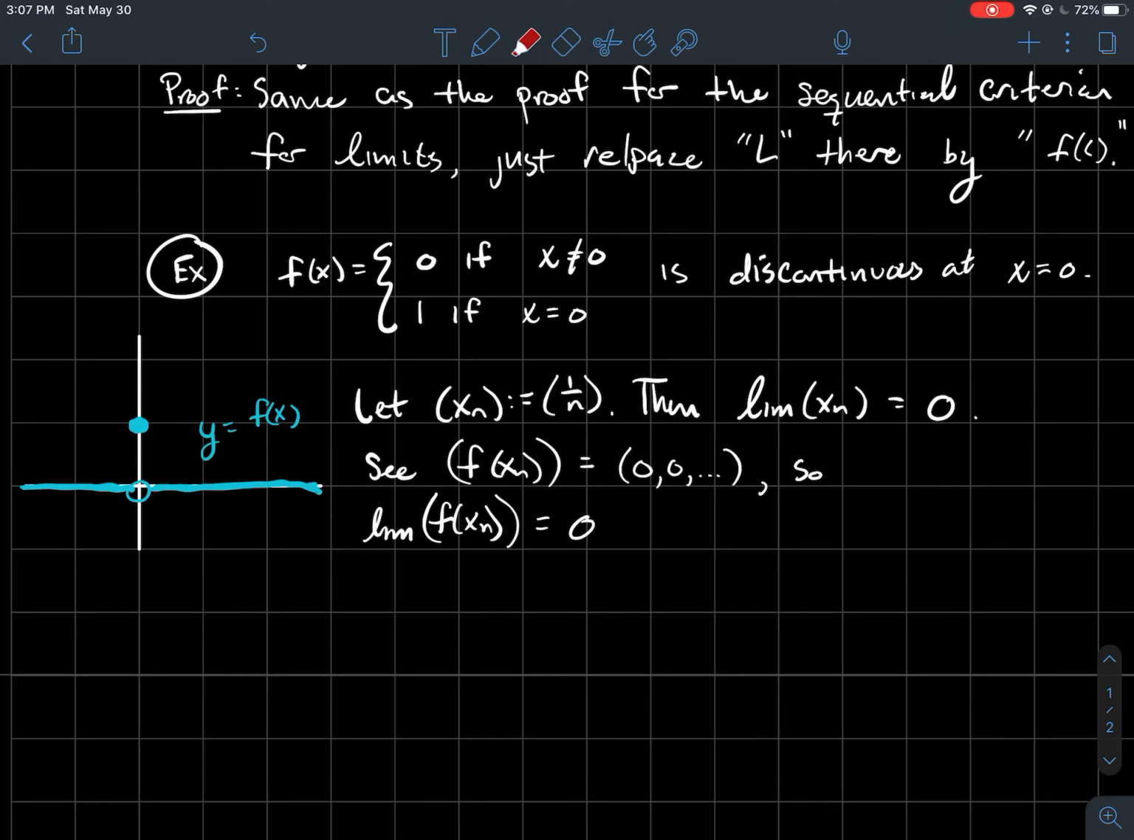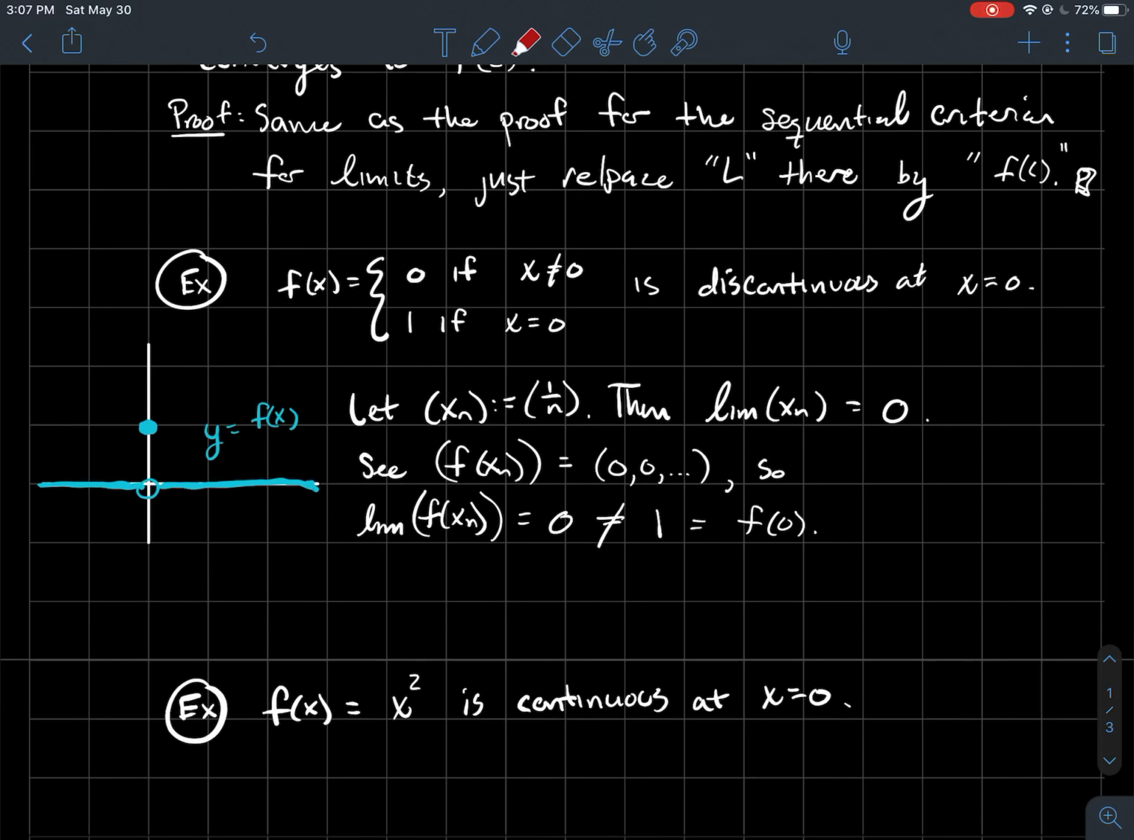But wait a minute, what's the value of my function at 0? Well, that's 1, and 1 is not equal to 0. So what did we just show? I just found you a sequence of inputs whose sequence of outputs does not converge to the actual output of the function. So that might be one way that you might try to use the sequential criterion for continuity. What else have I got for you?